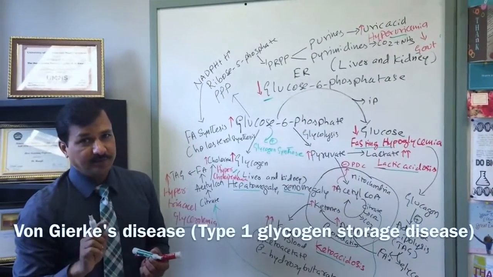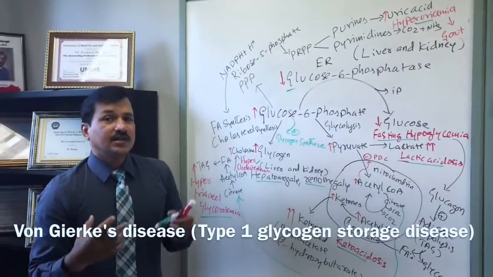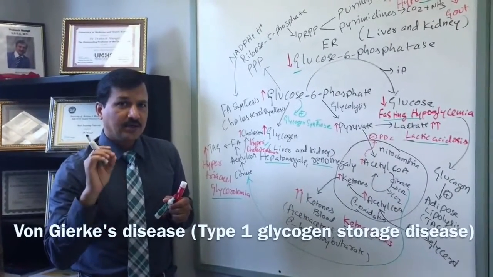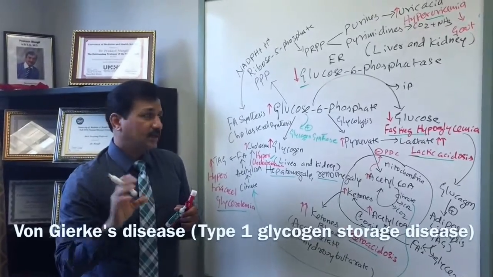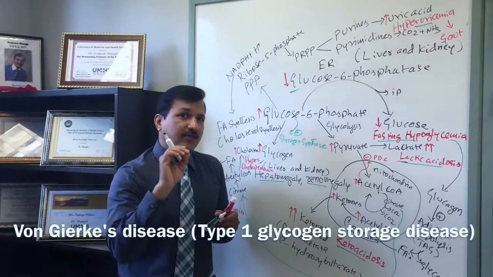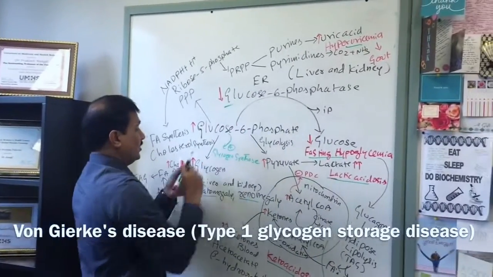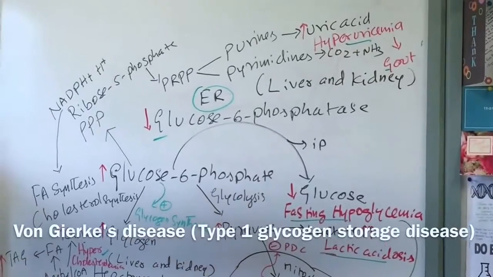That is type 1A. Type 1B. Additional signs in type 1B are neutropenia and neutrophil dysfunction. And the cause for type 1B is a mutation in the T1 transporter. Okay, where do you need the T1 transporter? Here is the endoplasmic reticulum. As I said, glucose 6-phosphatase is in the endoplasmic reticulum.